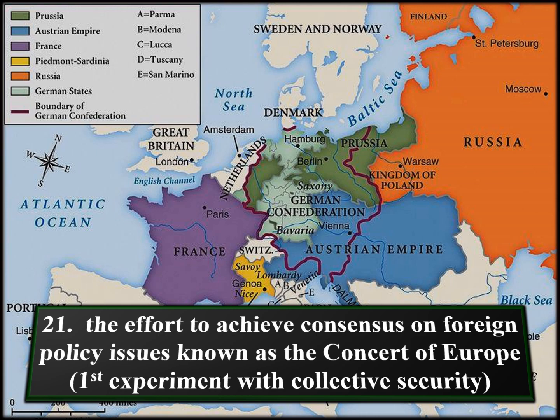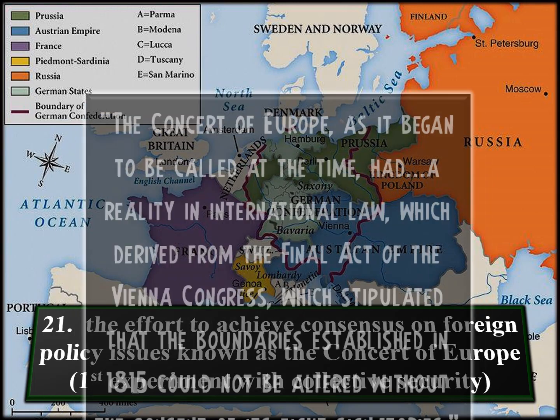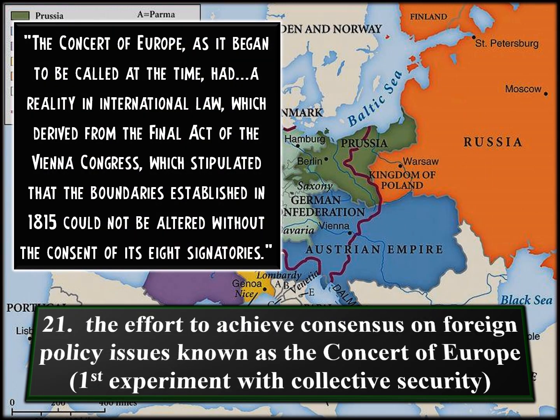Eventually, we will have another after World War I called the League of Nations, and then, of course, after World War II, the United Nations. The Concert of Europe, as it began to be called at the time, had a reality in international law, which derived from the final act of the Vienna Congress, which stipulated that the boundaries established in 1815 could not be altered without the consent of its 8 signatories.